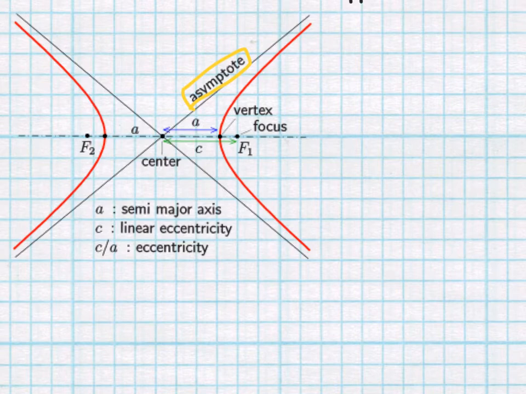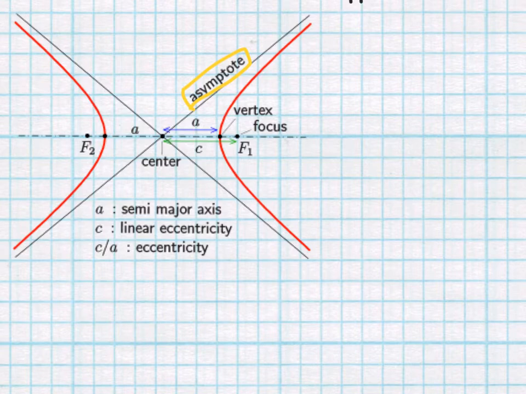So when we measure eccentricity, we can do that for a hyperbola also, but you'll notice it's a little bit different of a result when we do a hyperbola's eccentricity versus when we do an ellipse's eccentricity.